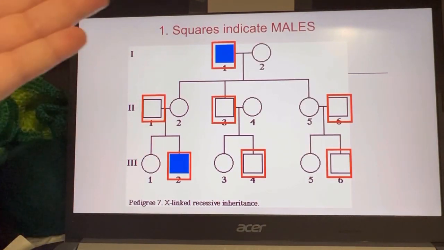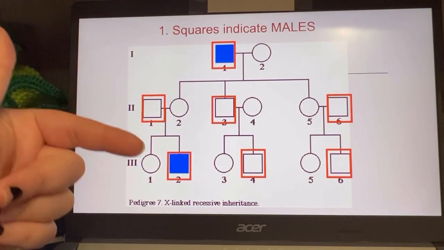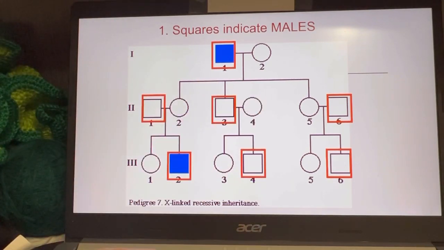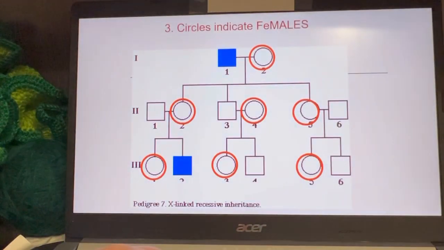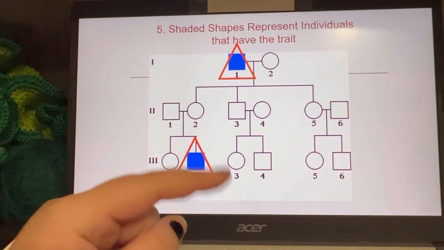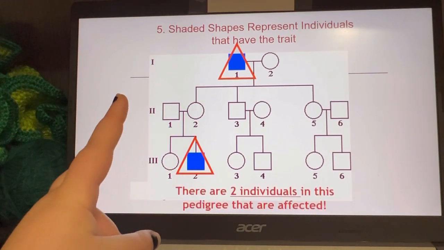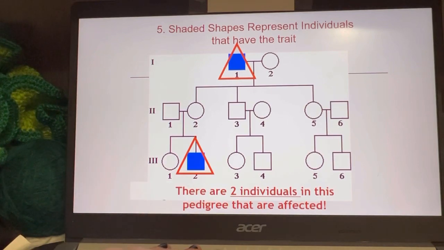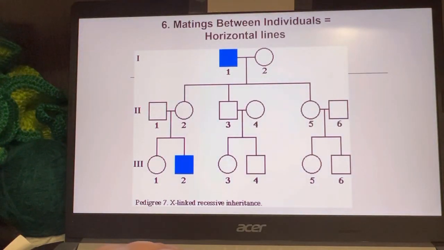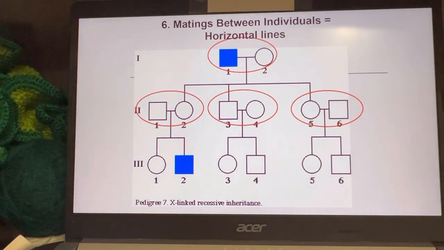Alright, so on this one here, squares indicate males, so count them. There are 7 males. 1, 2, 3, 4, 5, 6, 7. 7 males in this pedigree. Alright, circles indicate females. Count them. You should have 7 females in this pedigree as well. Shaded shapes represent individuals that have the trait that we're looking for, and there are 2 individuals that are affected in this pedigree here. They're both males. Mating between individuals is shown by horizontal lines. So, all of these people here mated and produced offspring.